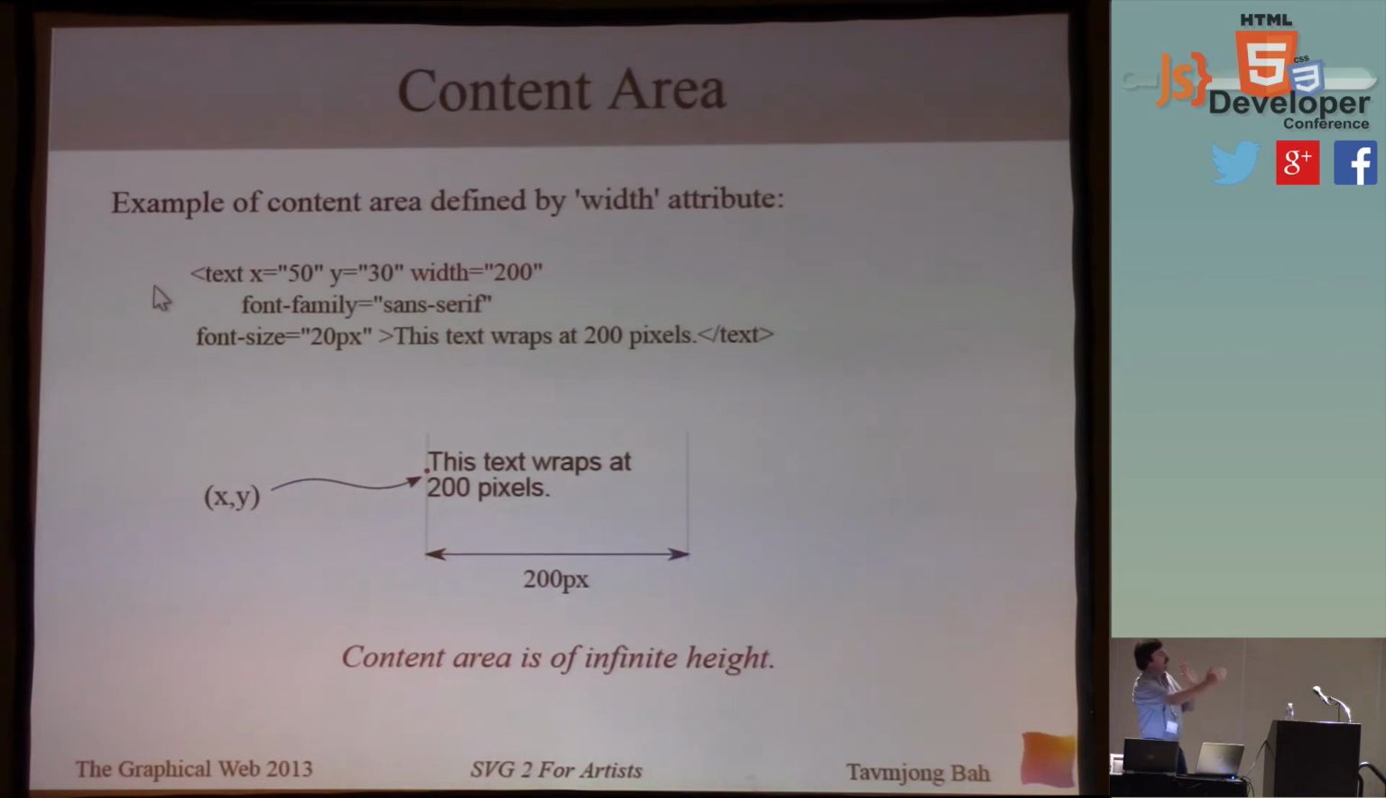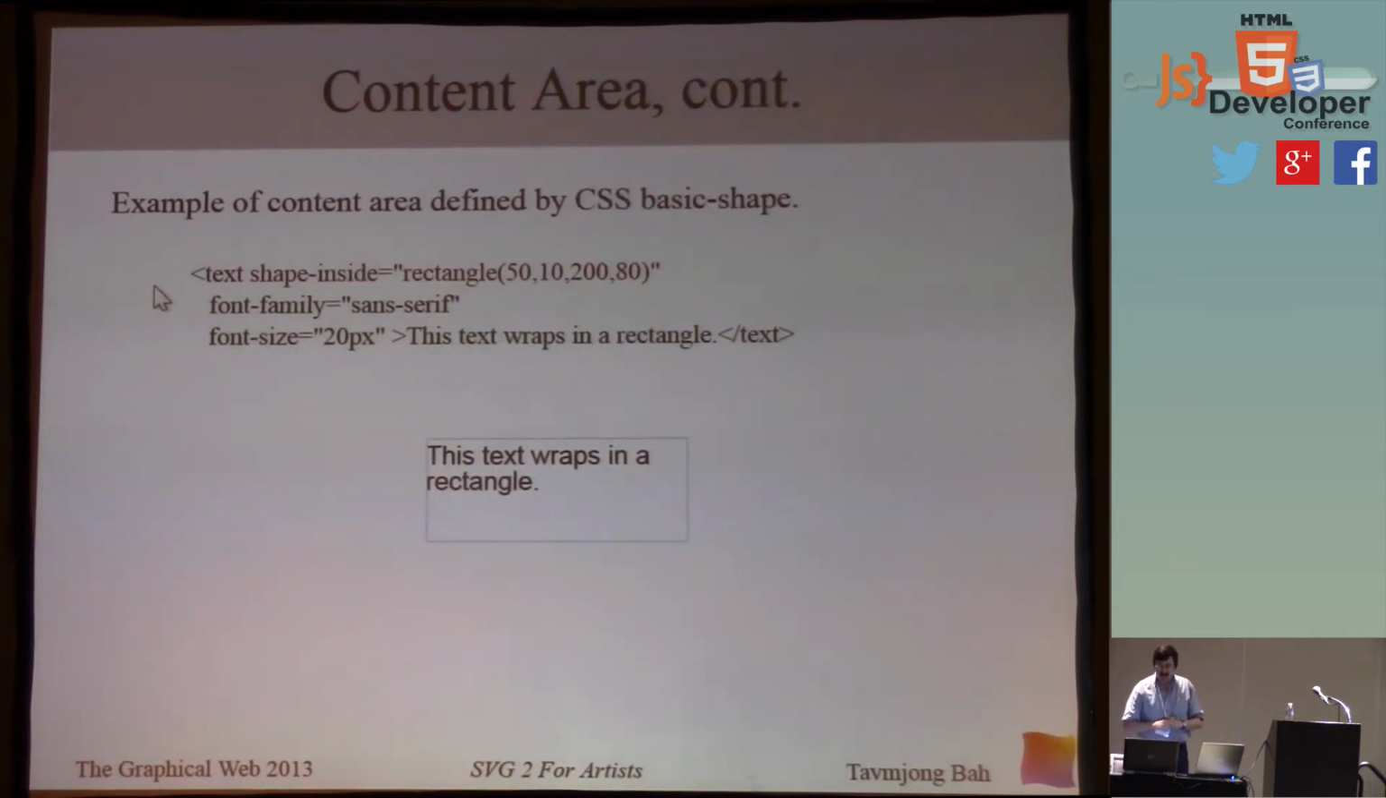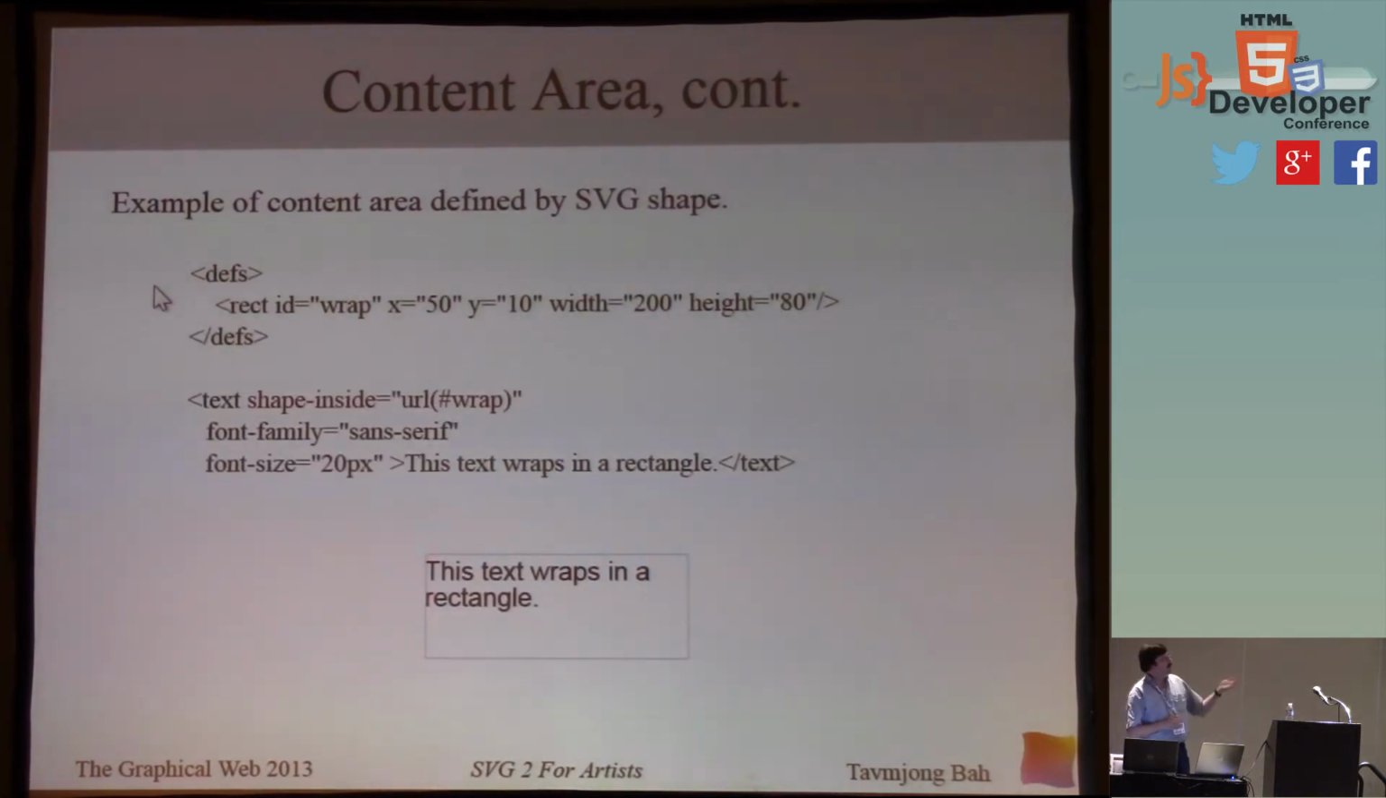And here's an example of using the width. This text wraps at 200 pixels. I've got a width of 200 set up there, width equals 200. And then it's basically an infinitely high content area, so you can just keep on adding text. Here's an example using a CSS basic shape. Shape-inside is equal to a rectangle, starting at 50, 10, 200 wide, 80 high. And it wraps inside that, and it follows all the CSS rules. Here's one that is exactly the same, except now you're using an SVG shape, a rectangle, and you're referencing it.